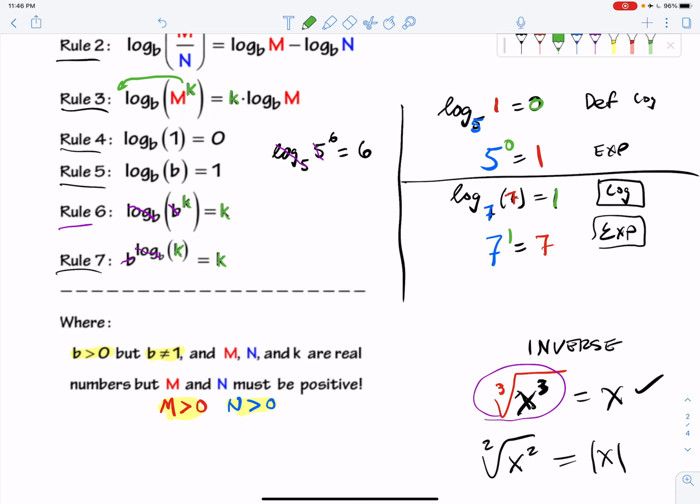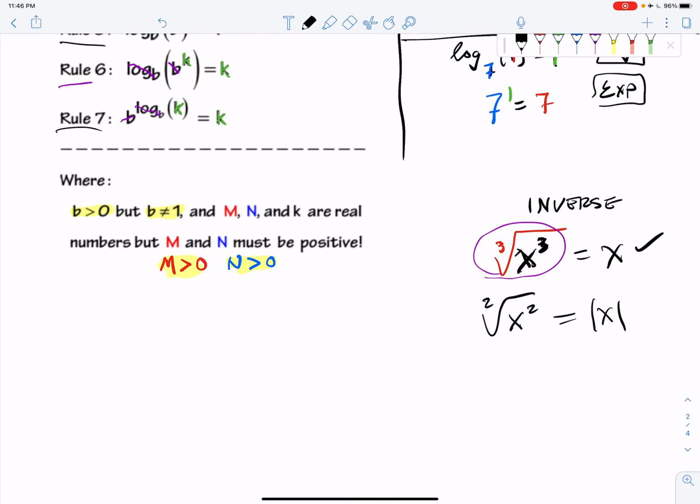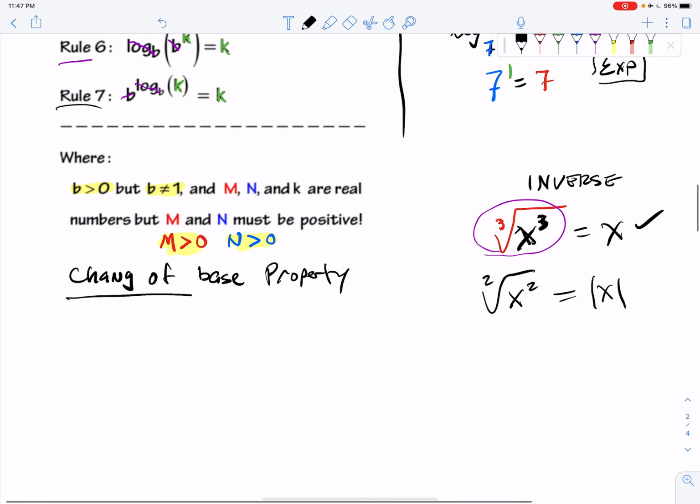All right, and the only other rule I could think of that they didn't tell us is the change of base formula, or property. Okay, so the change of base formula basically goes like this.